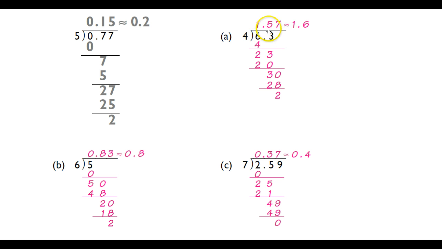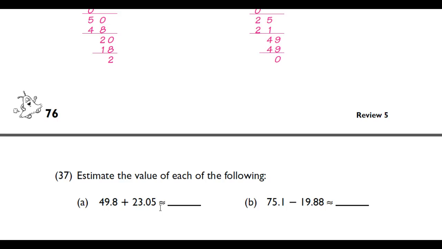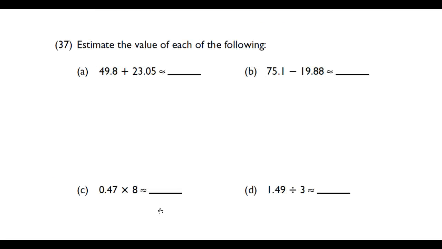So this one, 1.57, round up, 57 is nearer to 60, so this is 1.60. Over here, 0.37 is nearer to 40, so 0.4. And 83 here, 83 is not nearer to 90, but nearer to 80. Therefore, it's rounded down to 0.8. Let us shift up a little. Now this, I will not use the calculator.